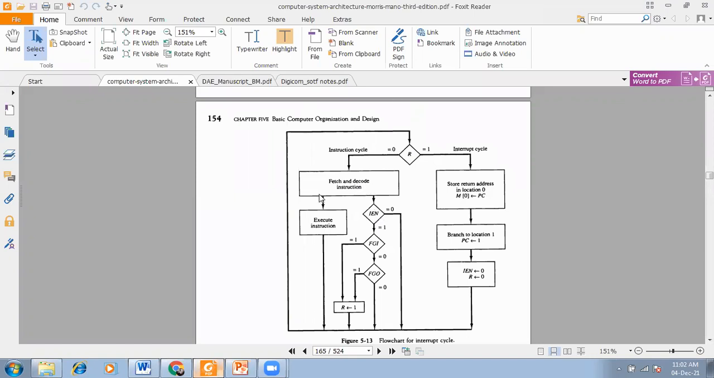So this is one part. Also, you check this part, the IN pin, whether it is 0 or 1, and the interrupt enable pin, whether it is on or off. If it is off, you come here and again check R, whether it is 0 or 1. Now if IN is equal to 1, it means an interrupt is present. The interrupt enable pin is high.